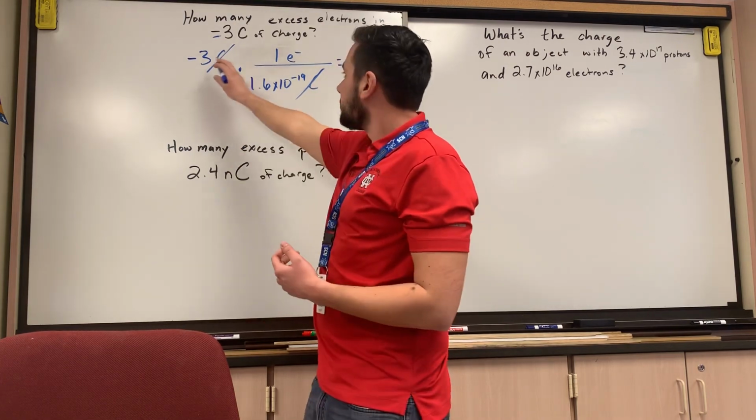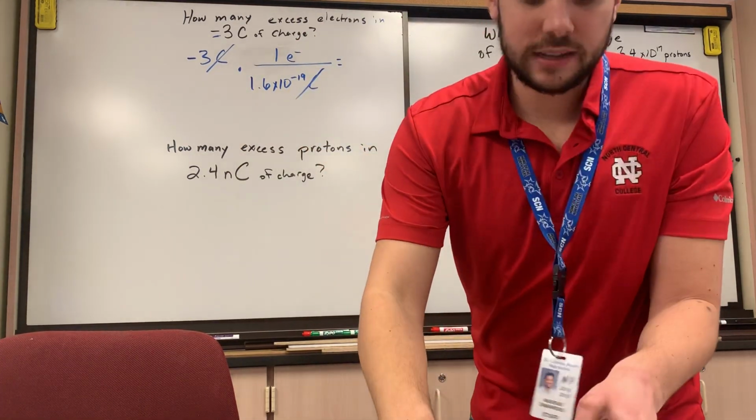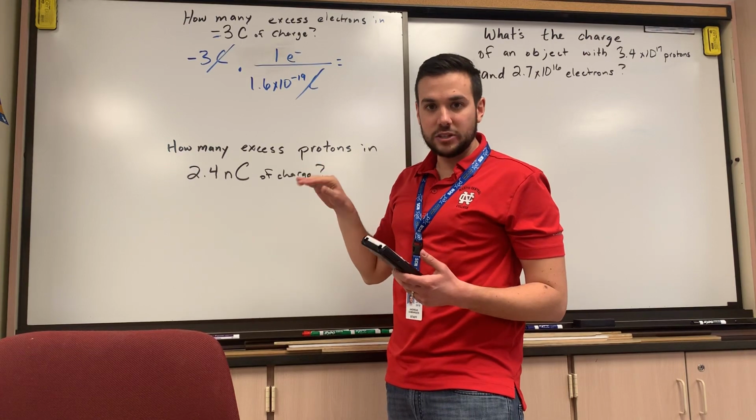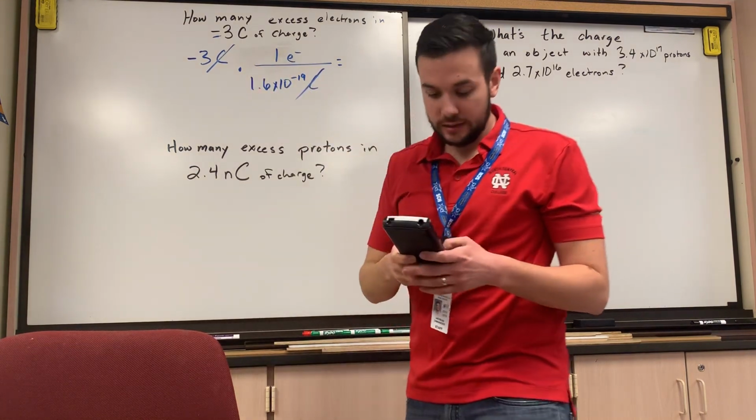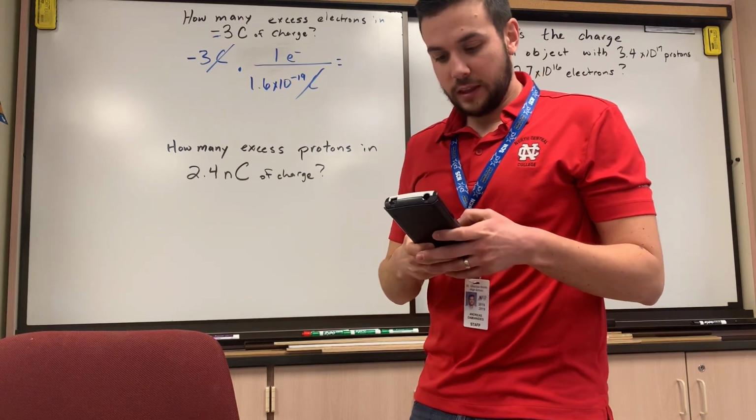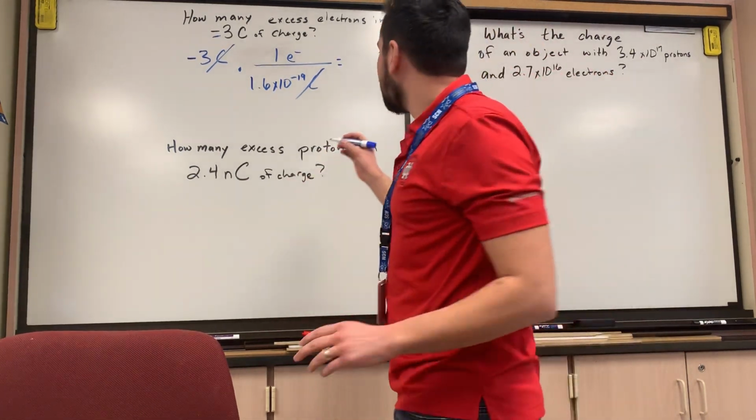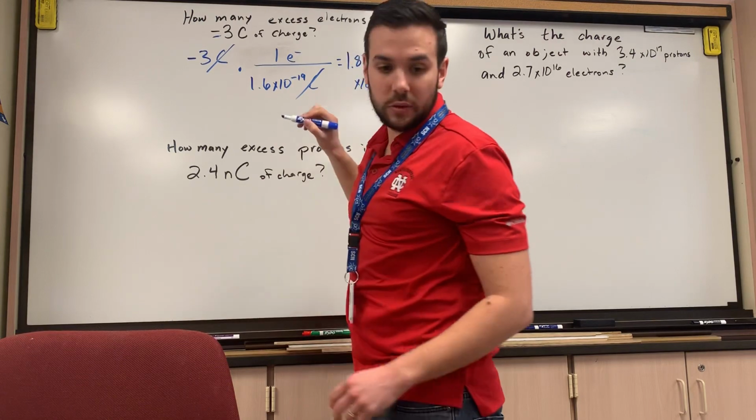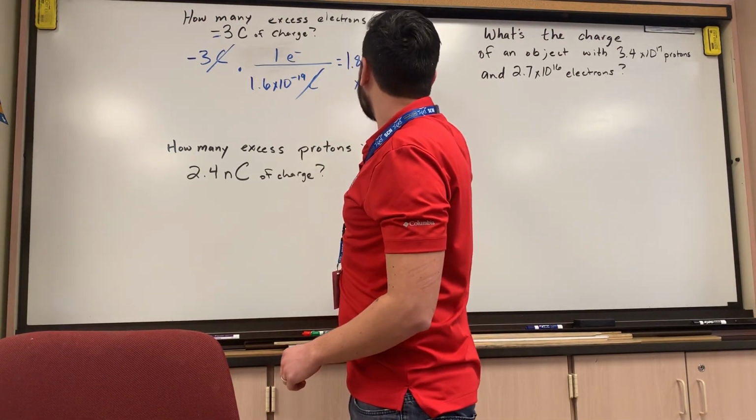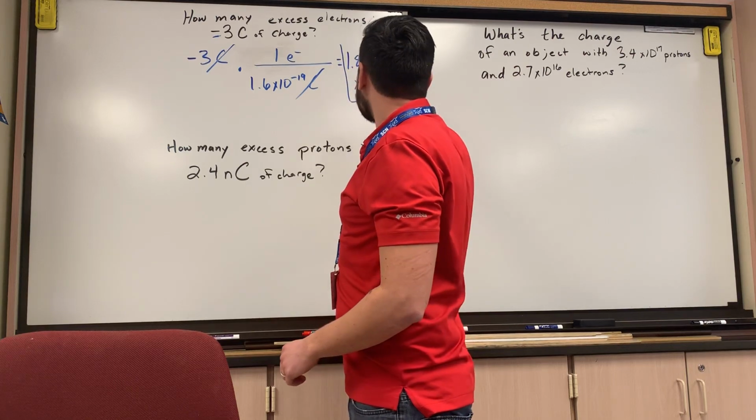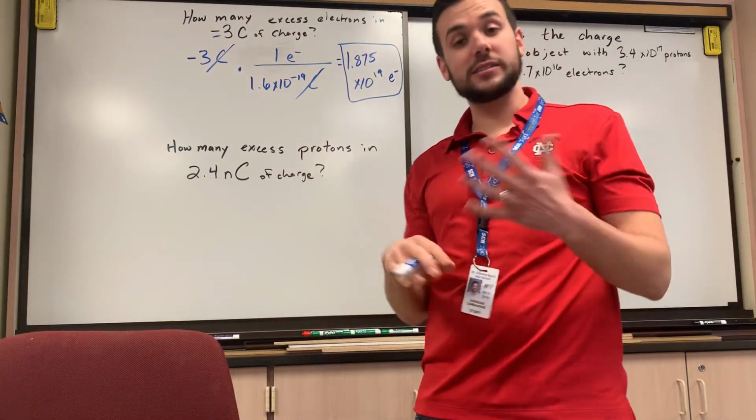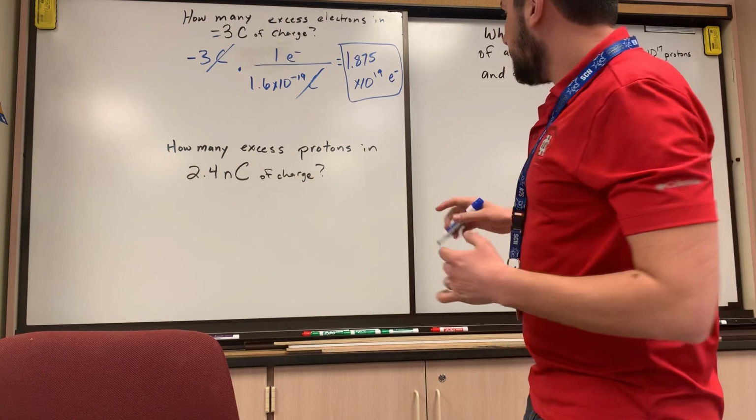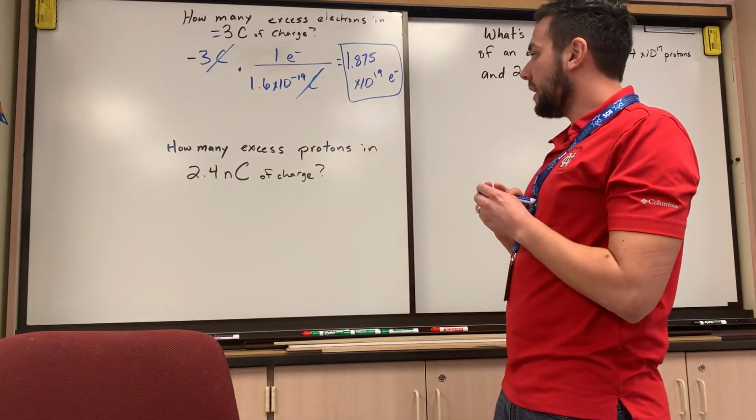And so when I do that, I do 3 divided by 1.6 times 10 to the -19. And I always want to make sure I put this part in parentheses in my calculator, just to make sure that I'm dividing by that whole thing. When I do that, I get 1.875 times 10 to the 19. And that is how many electrons I have. And that is a big number, which makes sense because it takes a lot of electrons to make up that many coulombs of charge.